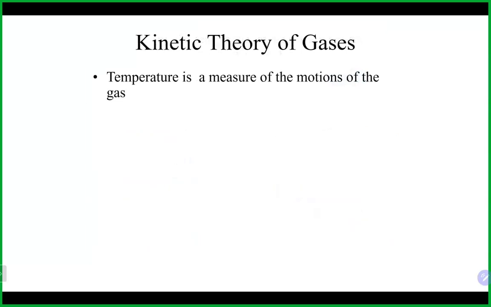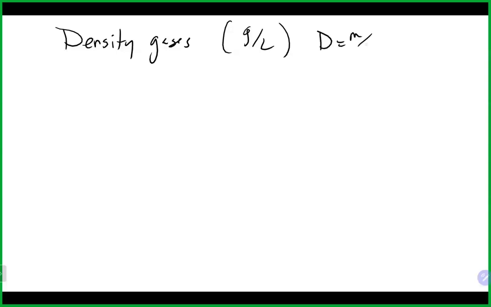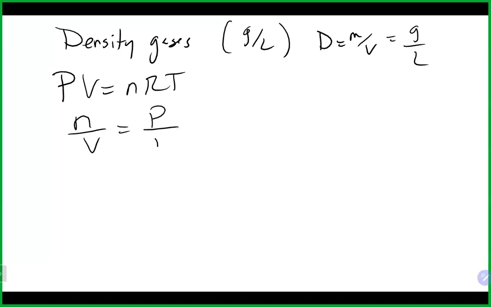So the question I think was about density of gases, and when we talk about density of gases, typically the units are grams per liter. If you think about the density, it is mass divided by volume, and this is where we get our grams per liter. If you have the right information given to you in a gas law problem, you could use the ideal gas law to figure out the density of a gas. If you take the ideal gas law and solve for n divided by V, that would be P over RT.